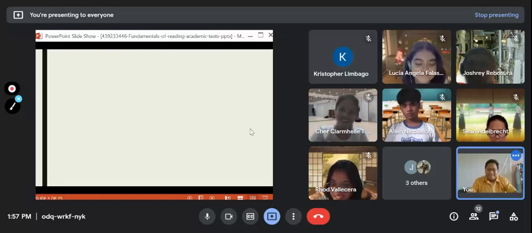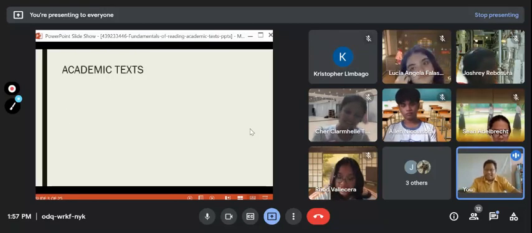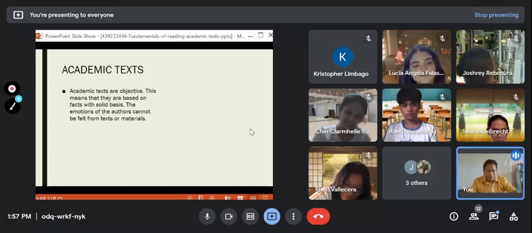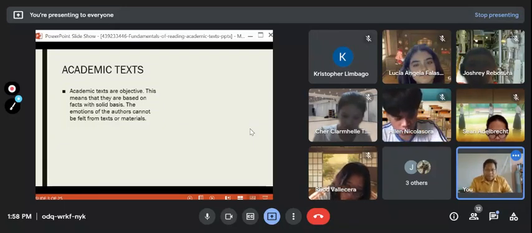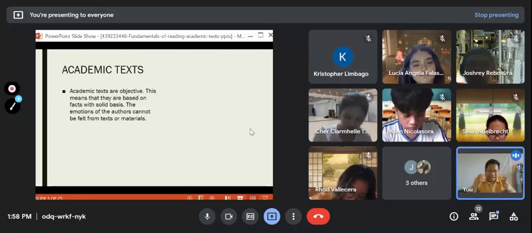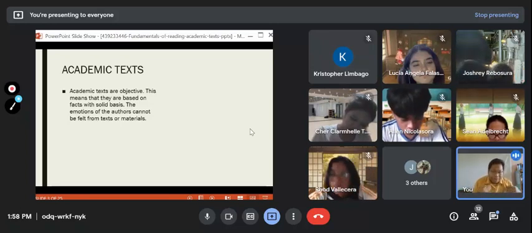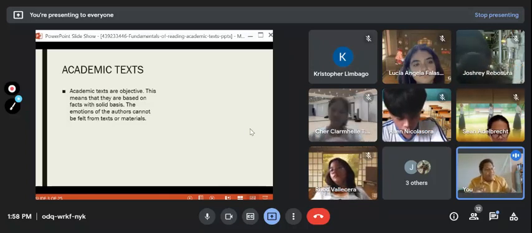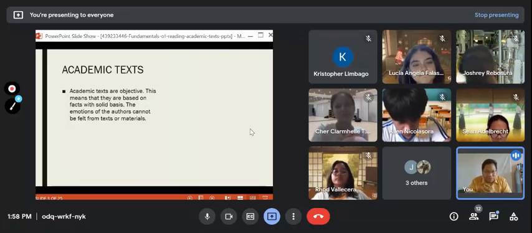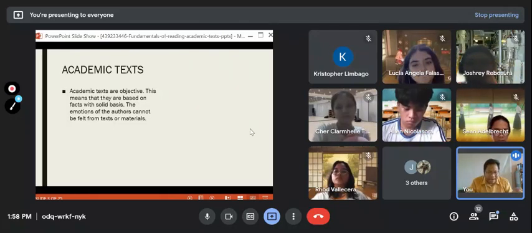Let's go with academic texts. Academic texts are first and foremost objective. What makes them objective is that in many of their forms, they are based on facts with good foundations and support. The author sets himself or herself apart from the material, and so we will not see any personal tone in the text. Yes, writers have emotions, but when it comes to the creation of an academic text, such emotion cannot exist.